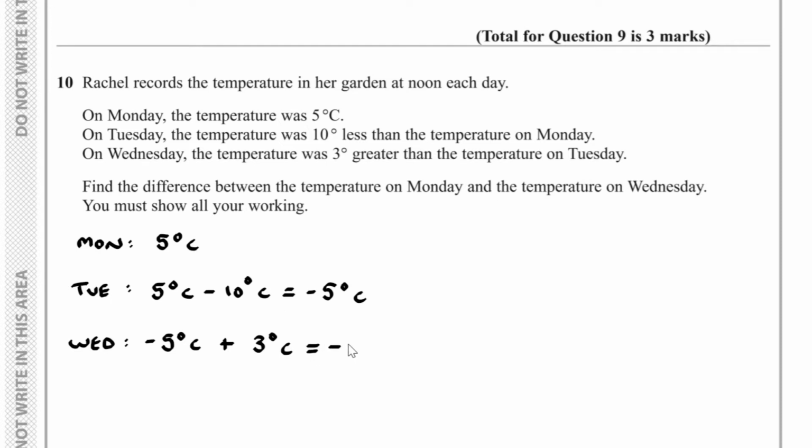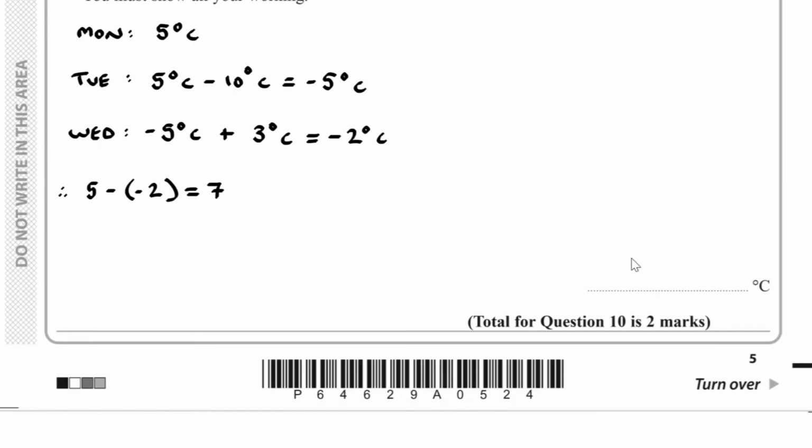And so we end up with negative 2 degrees C. And so therefore, the difference is the difference between 5 and negative 2. 5 subtract negative 2, that's 7. And so therefore, we have 7 degrees C.